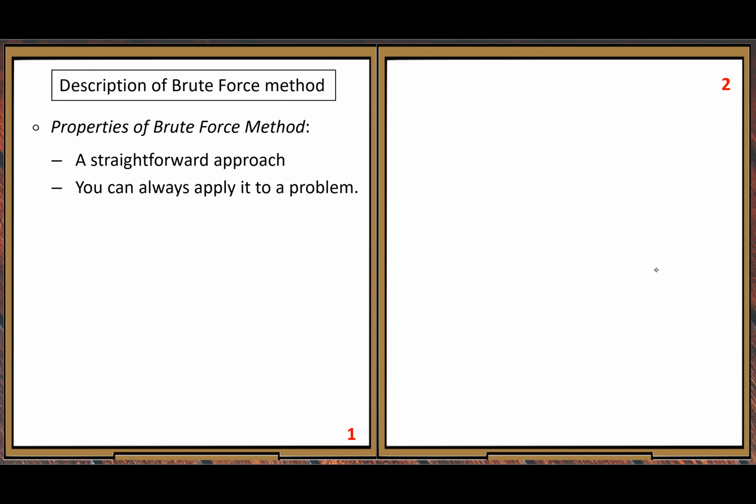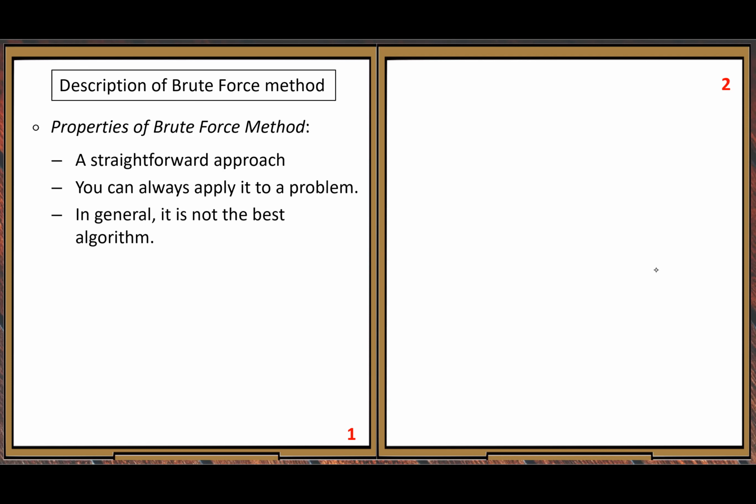All right, you can always apply it to a problem. Given any computing problem, without using any special technique, you don't worry about the efficiency. You don't worry about the performance. You only want to get a correct answer. So you can always apply the brute force method on a computing problem.